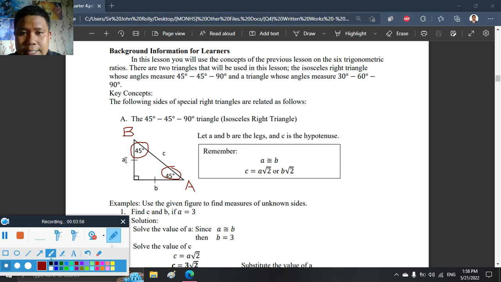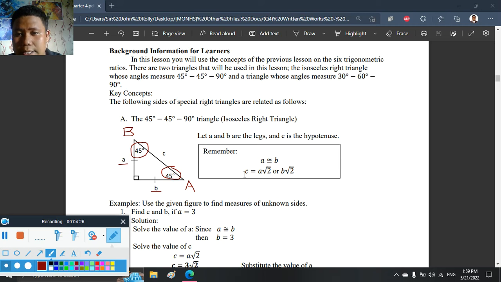So, kaning side A, congruent siya sa side B. Sorry. Whatever the measurement of the side A is equals the measurement of side B. Or, kung pilay sukod sa A, mao pod ang sukod sa B.